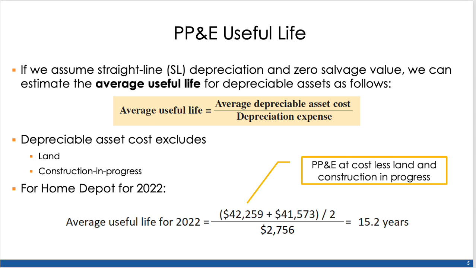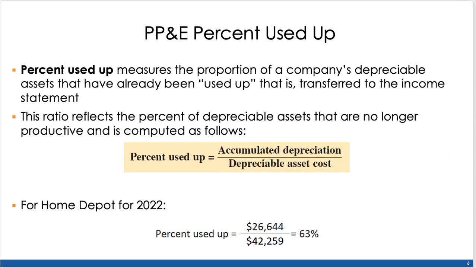For Home Depot, it essentially means that the average useful life of its depreciable assets is 15.2 years. That should be an item for future consideration, whether or not it appears that Home Depot, for many of its long-lived assets, is approaching that threshold and really has to think about additional capital expenditures, or CapEx burden.